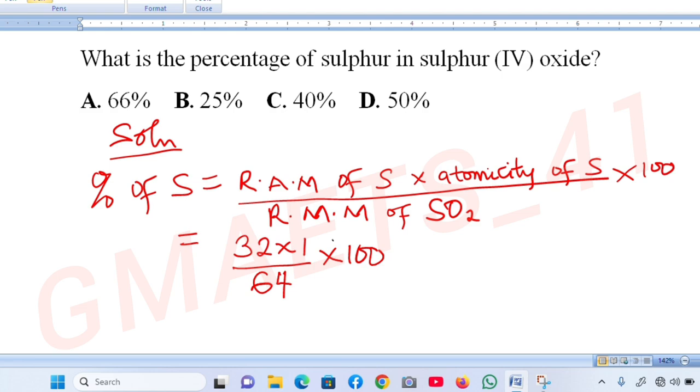32 times 1 is going to give us 32. And then, of course, divided by 64. This is going to be giving us 1 over 2, then multiplied by 100. I guess this is pretty cool.